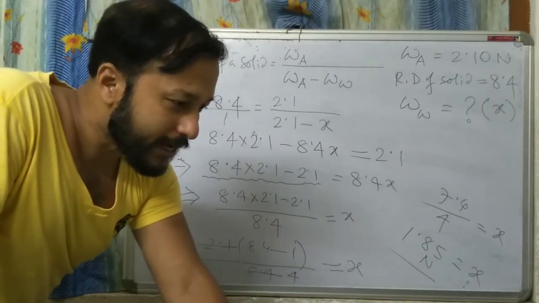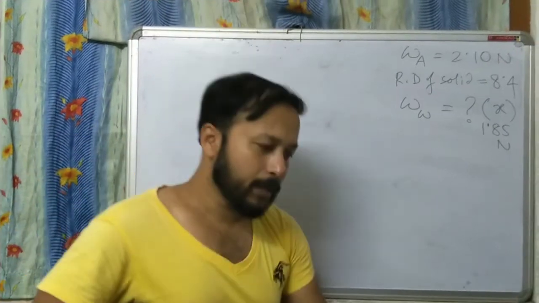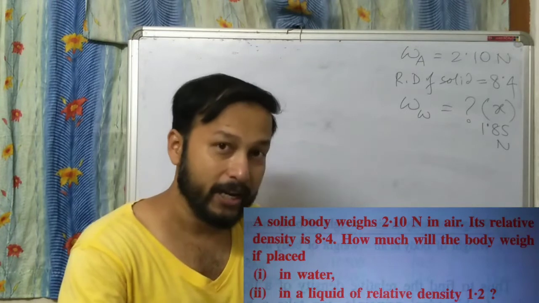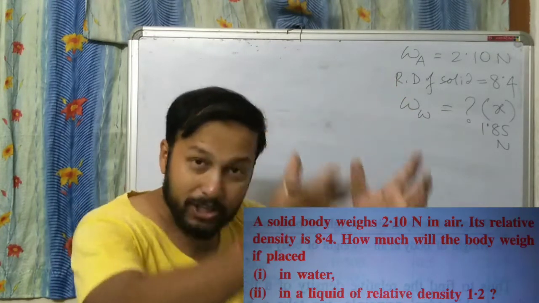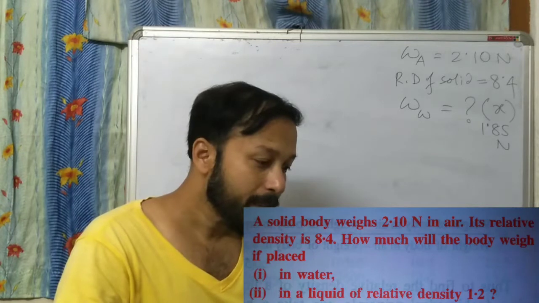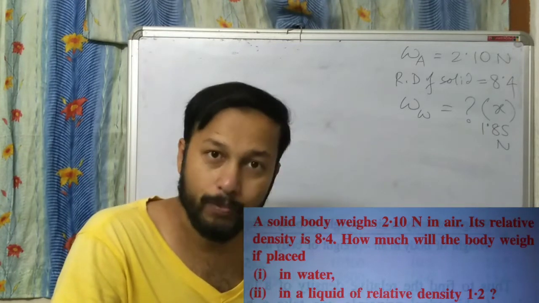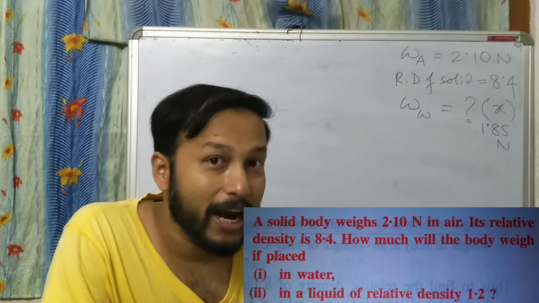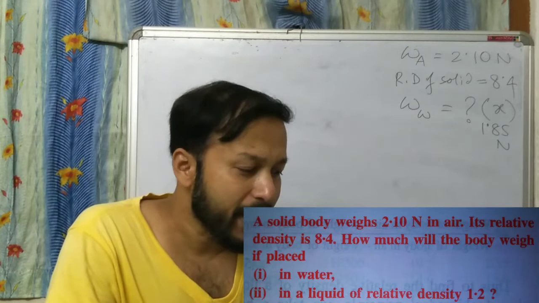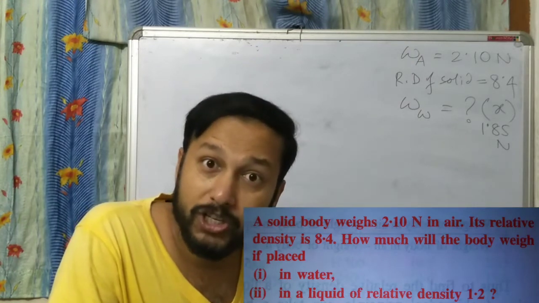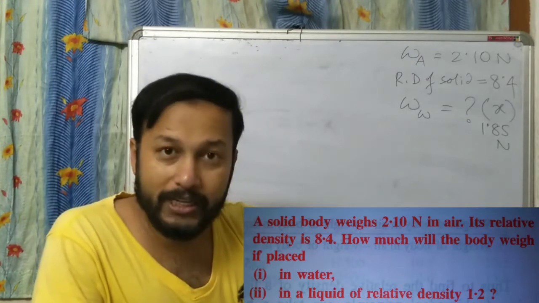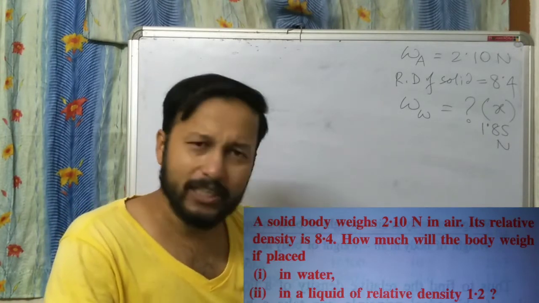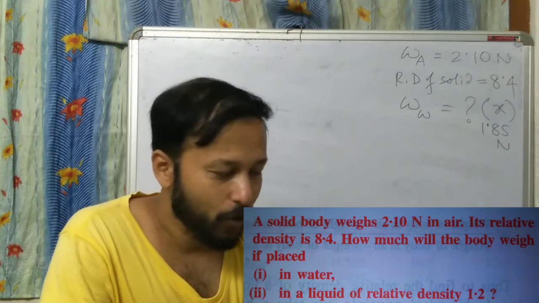The sum is not finished yet. Let's see what is there in the next part. In the next part, what is the weight of that body when you have immersed it in a liquid of relative density 1.2? Understood? It's like the previous sum. It is the same as the first sum of this video.